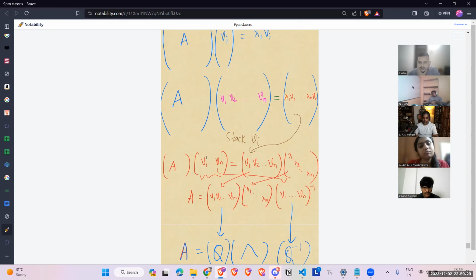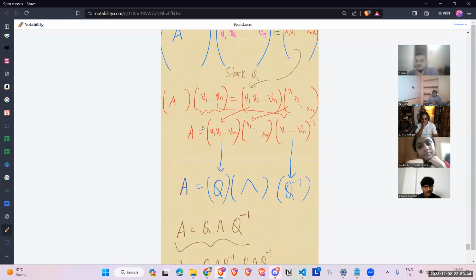Then we thought, okay, we can also simplify it further. It's not that we need to stop here. We can simplify it further by taking the eigenvectors to the right hand side, by taking the inverse of those eigenvectors. We simplified this whole thing by writing A equals Q times lambda times Q inverse, where Q is nothing but our eigenvectors, lambda is nothing but our eigenvalues, and Q inverse is the inverse of our eigenvectors. Why even go through all this hassle?